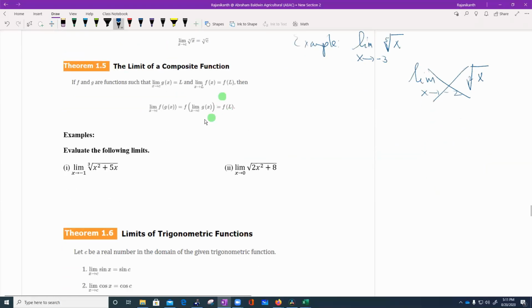So now, the next one is about if you know the limit of two different functions, g(x) and f(x). If you know f and g are functions such that the limit of g(x) is L, and the limit of f as x goes to the same value is f(L), then the composition function. Are you good with composition functions? Have you seen composition functions here before?